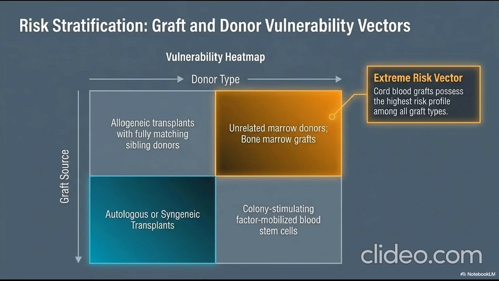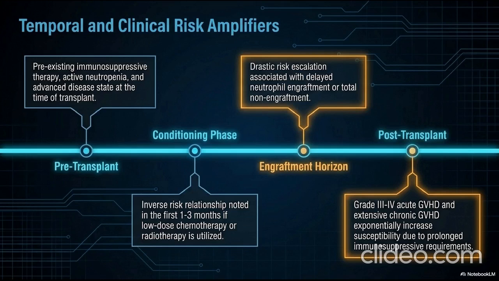Risk is stratified by graft biologicals. Allogeneic transplants carry higher risk than autologous or syngeneic. While bone marrow from unrelated donors escalates risk, cord blood grafts represent the extreme risk vector, possessing the highest risk profile among all graft sources. Slide 5. Temporal and clinical risk amplifiers.